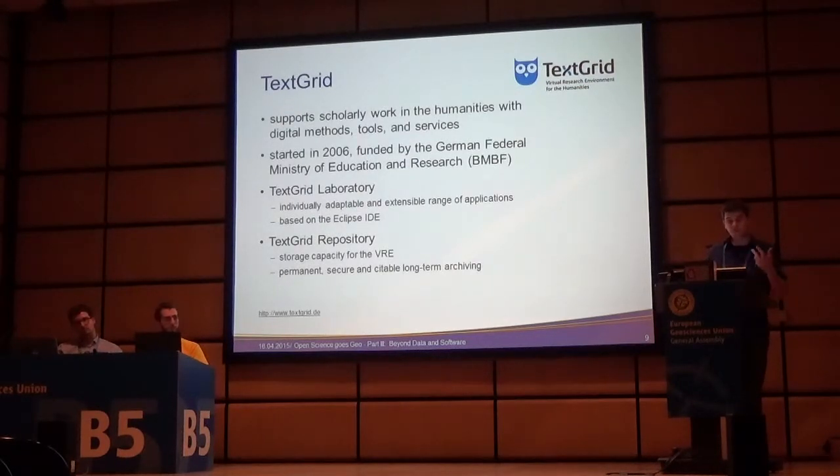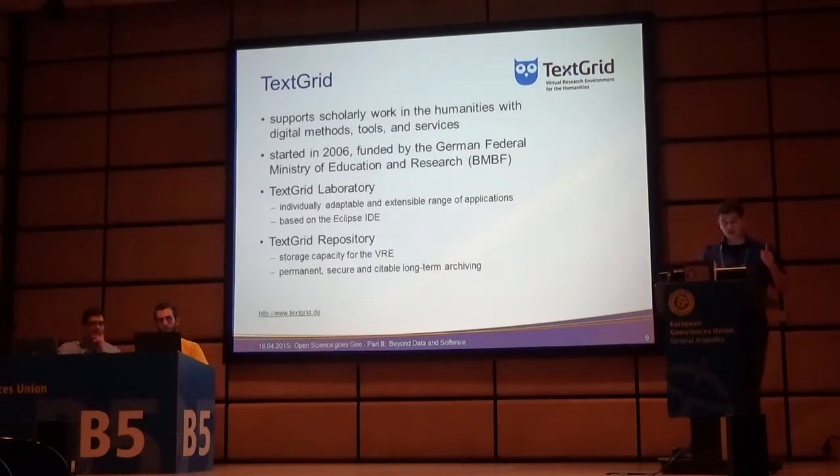This virtual research environment basically has two components. The one thing is called TextGrid Laboratory, and it's basically a modified Eclipse IDE, where people can use different tools and XML editors, adapted to their workflow from the humanities, to perform these annotations on the texts. And they have a TextGrid Repository, which is basically an archive for the research data they produce in these workflows.